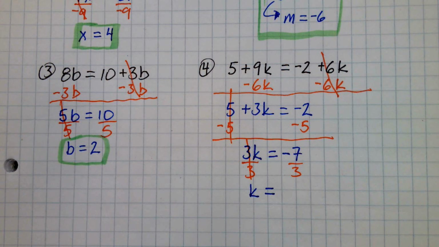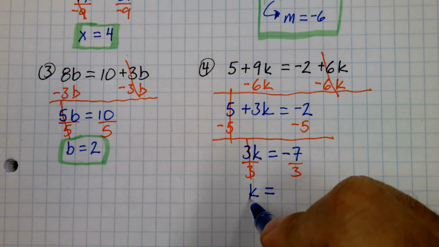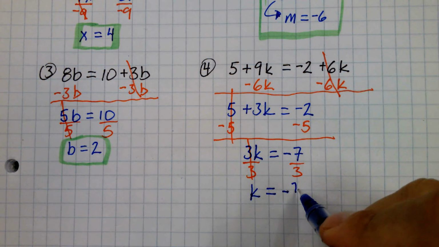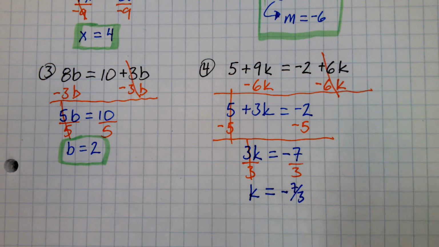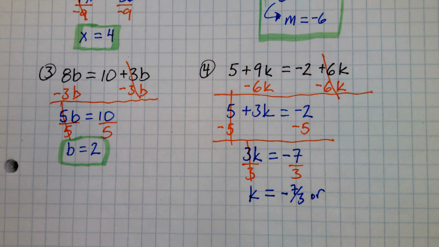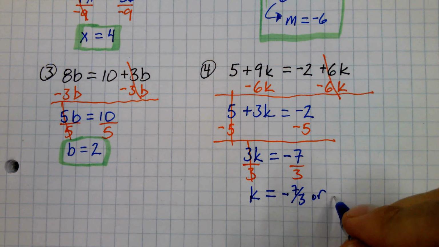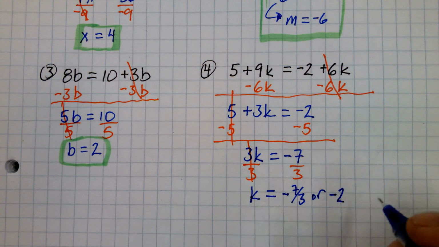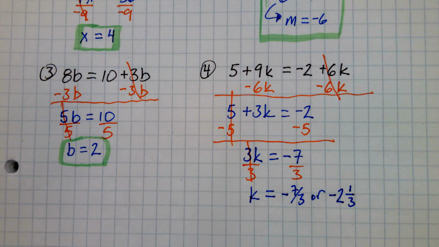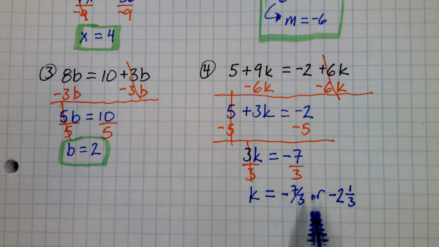So we have a couple ways we could write the answer. Leave it as an improper fraction, negative 7/3. That's perfectly okay. Or 3 goes into 7 2 times. So it's negative 2 and 1/3. So your answer is either negative 7/3 or negative 2 and 1/3.